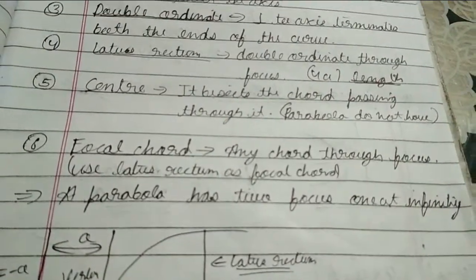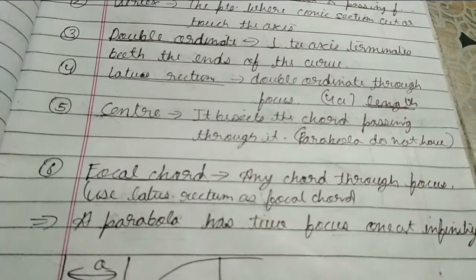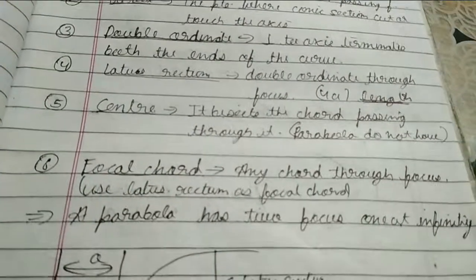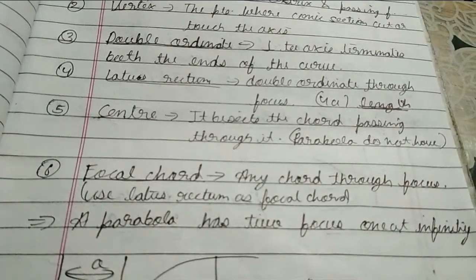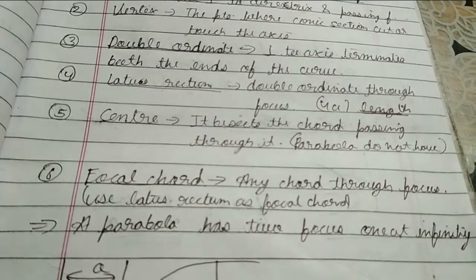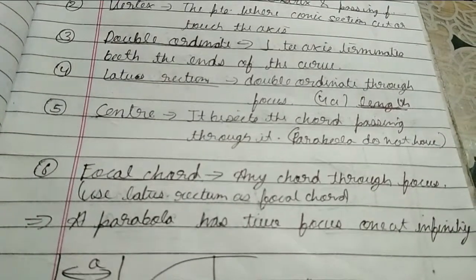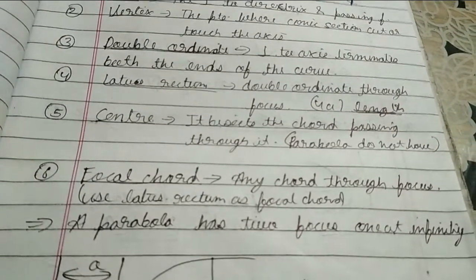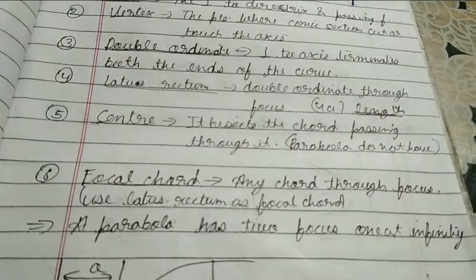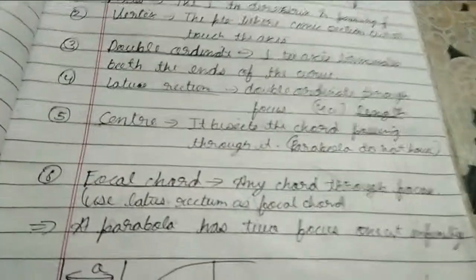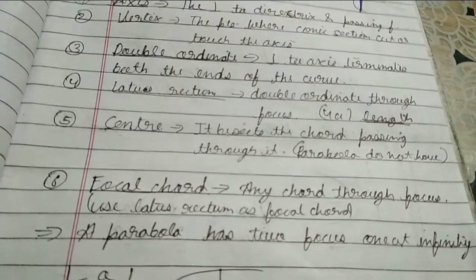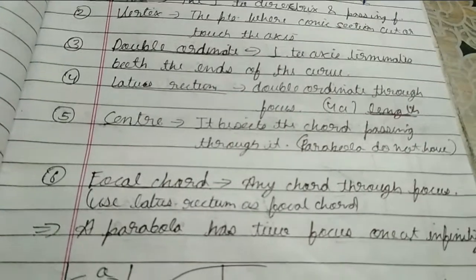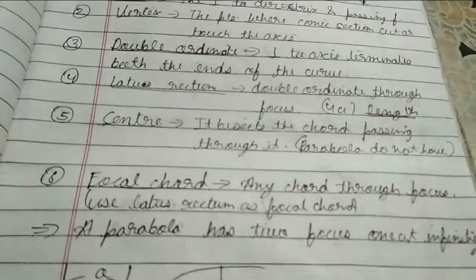Focal chord: any chord through the focus. We know about latus rectum, it is perpendicular to the axis and is of length 4a. I will tell you about a later in this video. A focal chord also passes through the focus, like the latus rectum, but it is not necessary that it is perpendicular to the axis. If it is perpendicular to the axis, then it becomes a latus rectum. If not, then it's simply a focal chord. Now I want to ask you one question. Are all latus rectums focal chords? Yes, it is true. But all focal chords are not latus rectums. Okay, you must be getting that.